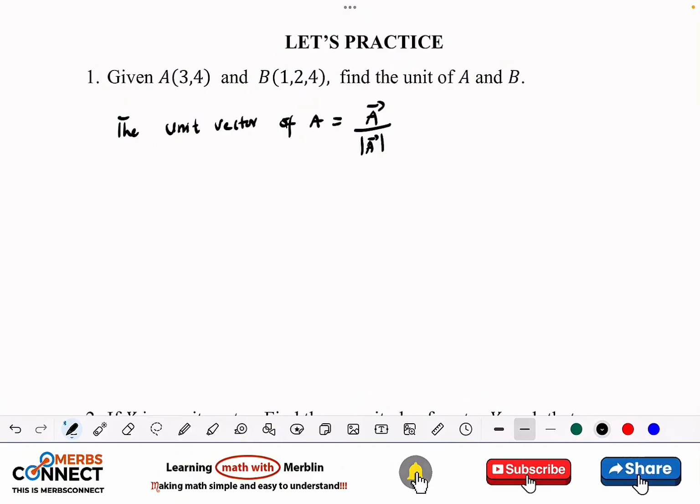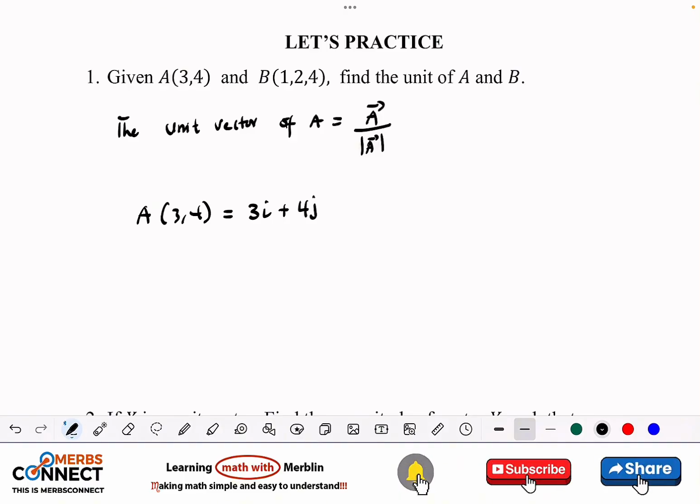So what is vector A? Vector A is actually the position vector, right? So we need to make sure that we write it in the position vector form. You remember position vector, right? We just learned it. So A, which is 3 and 4, will be equal to 3i plus 4j. That is the position vector.